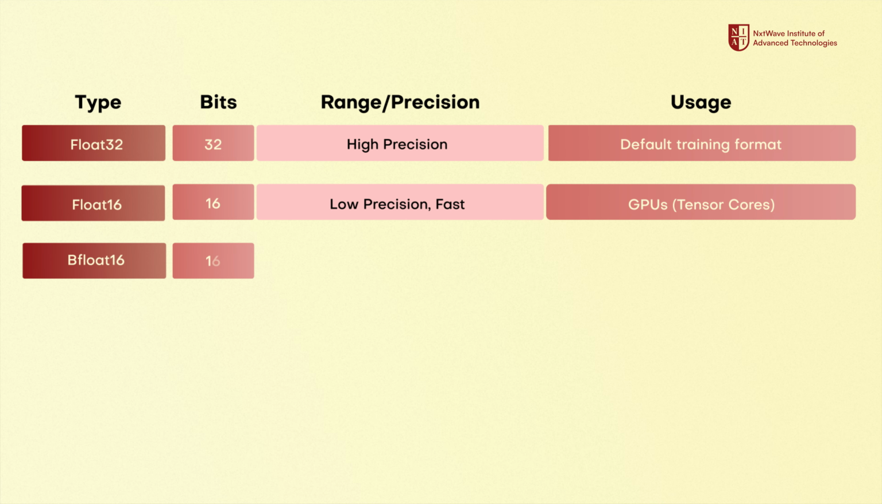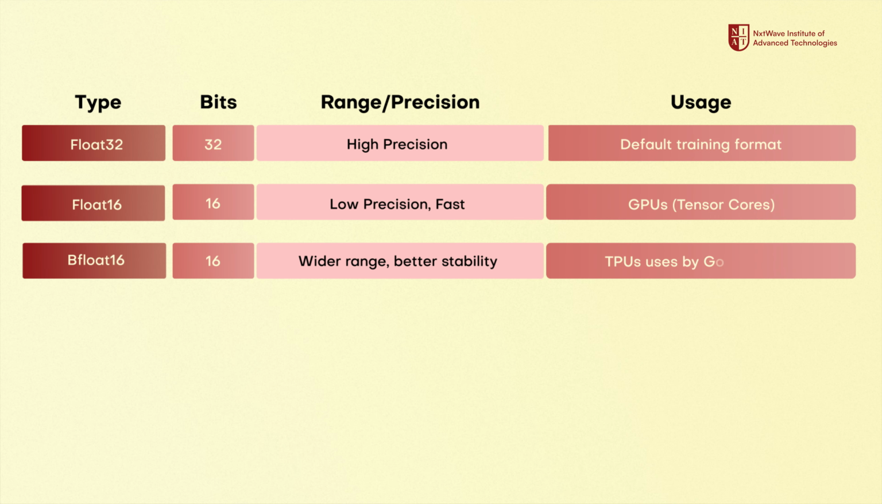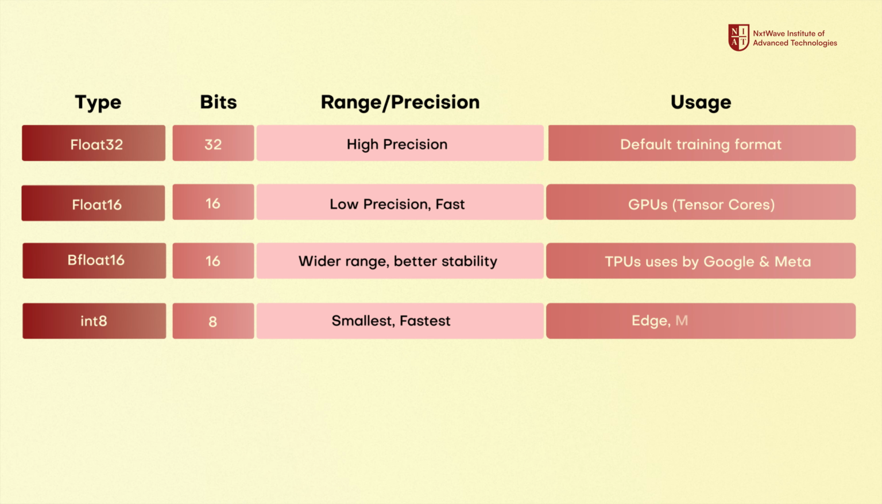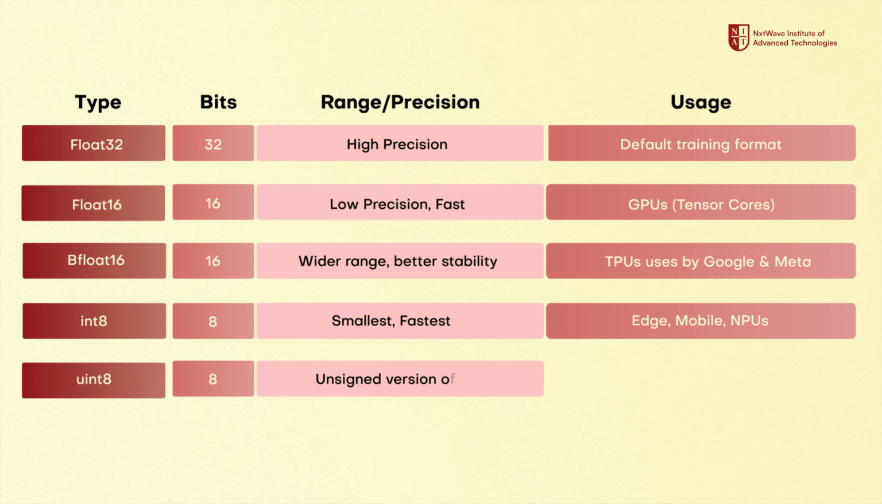BFloat16, short for Brain Float 16. This one is special. Developed by Google, it keeps the dynamic range of float 32 while sacrificing some precision. It's incredibly stable, perfect for TPUs and large-scale training. That's why you'll find it behind the scenes in systems at Google and Meta. int8, the go-to for deployment. Smallest and fastest. It's what we use on mobile devices, edge chips, and NPUs where memory and power are limited. Unsigned int8 has slightly different use cases, especially when hardware acceleration supports it.